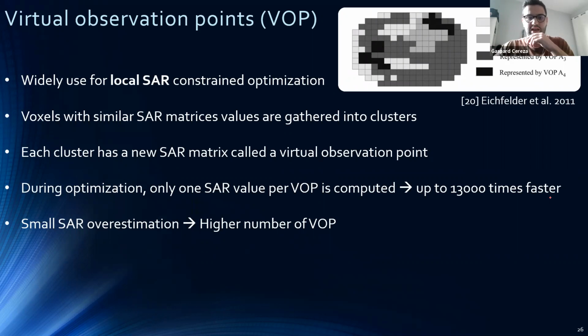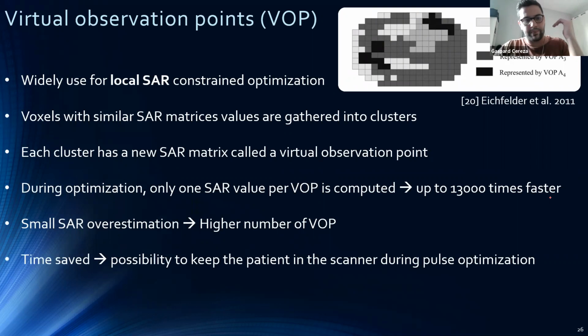we have to overestimate. And to have a small overestimation will require a higher number of VOP. So a higher number of VOP will make the optimization time longer. So it's a trade-off between overestimation and number of VOP. And the problem with the overestimation is that it will be more constrained by the SAR if it's higher.